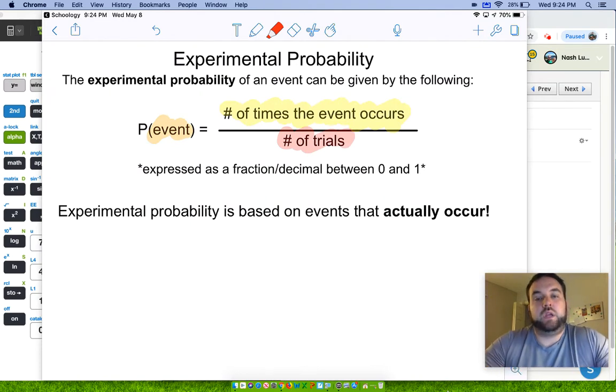Okay, the larger value always has to be on the bottom, right? You can't have an event occur 10 times, but you only tried 8. So when we're talking probability, the denominator always has to be larger than the numerator. And we can write it as a fraction or a decimal between 0 and 1. So 0 being it did not happen, and 1 being like 100%, it happened every time. It will happen again. So again, just reiterating, experimental probability is based on something that actually happened. You can see it. You have evidence to support the experimental probability.